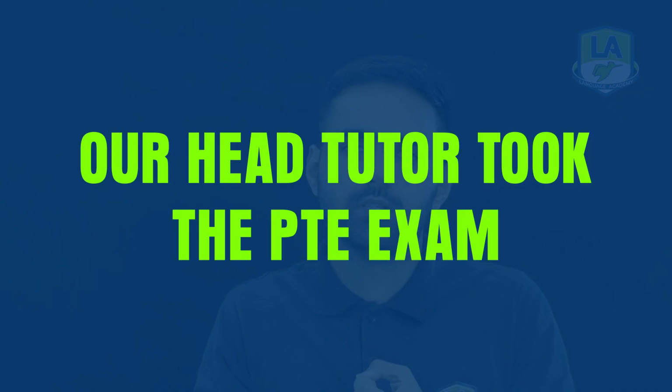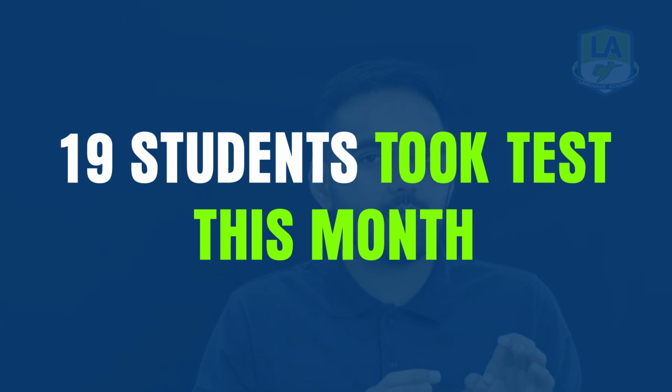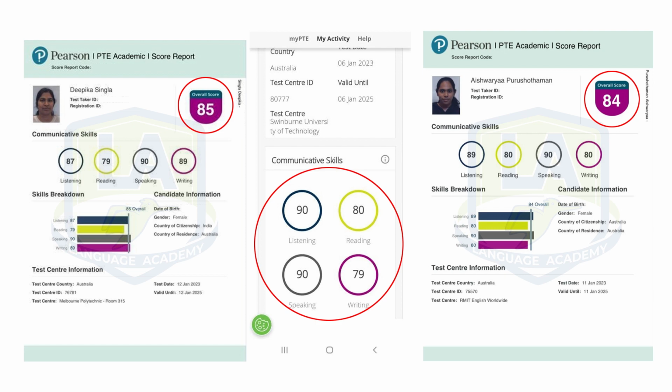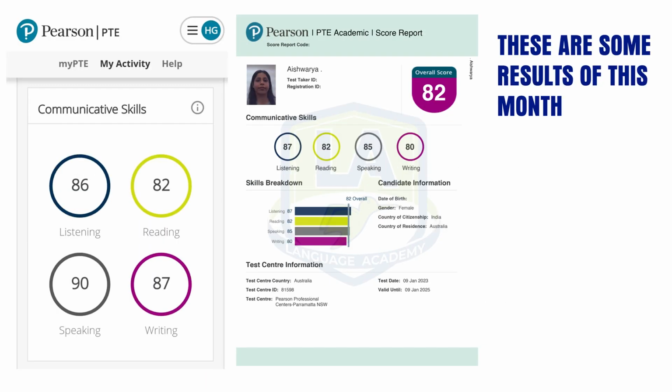Just to make sure we are guiding you properly, one of our head tutors took the test. I'm going for the test very soon. Around 19 students in this month itself have got 8 each, right? And around 26 students have got 7 each, and many students have got obviously 6 each.